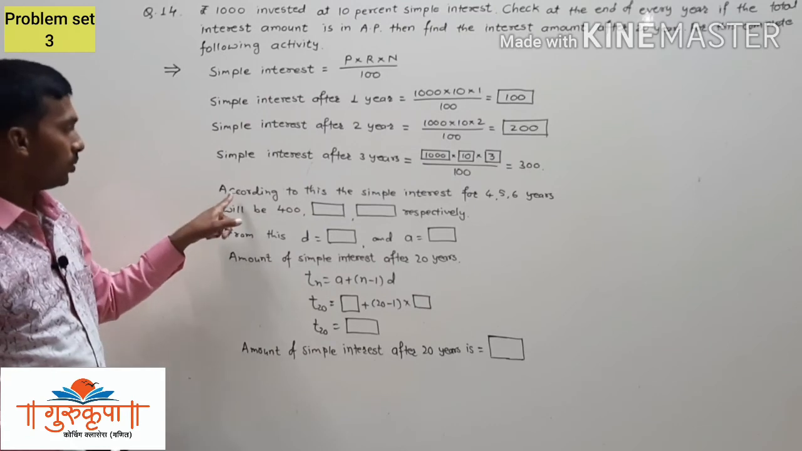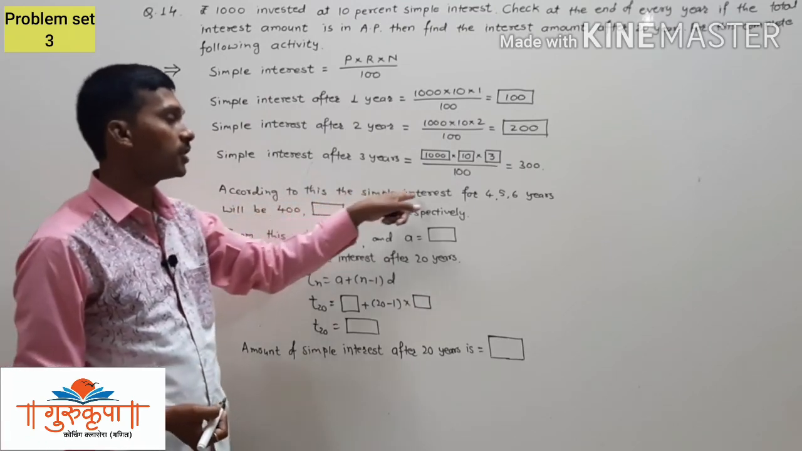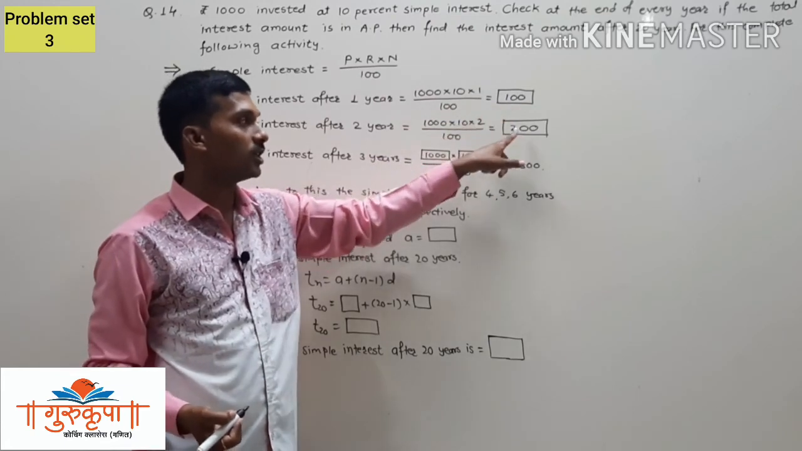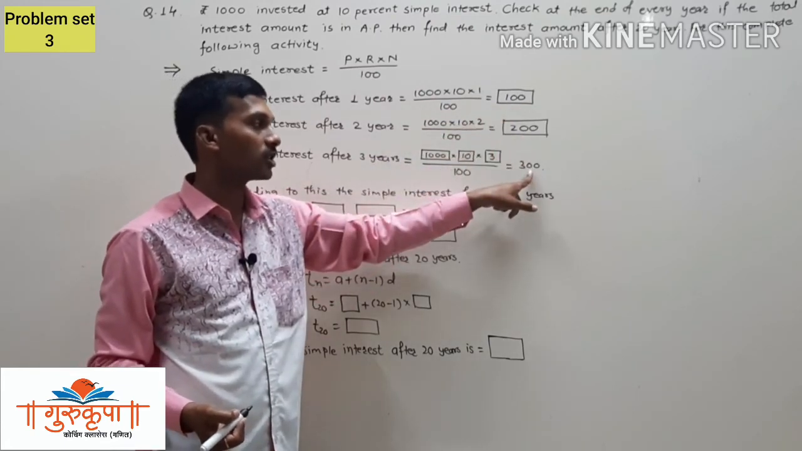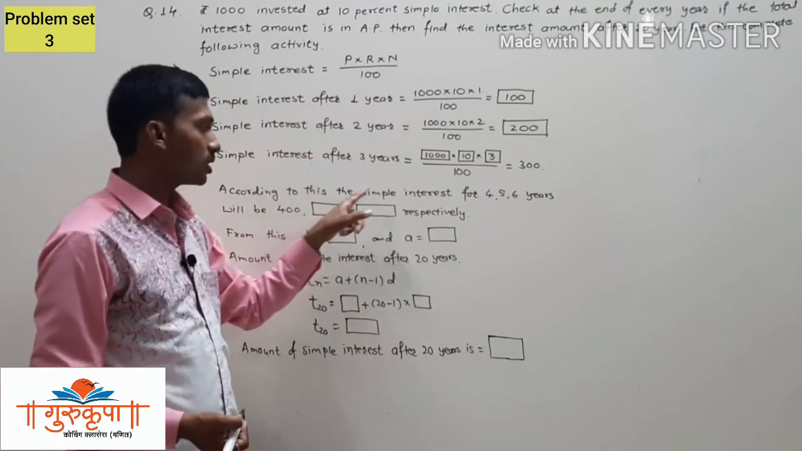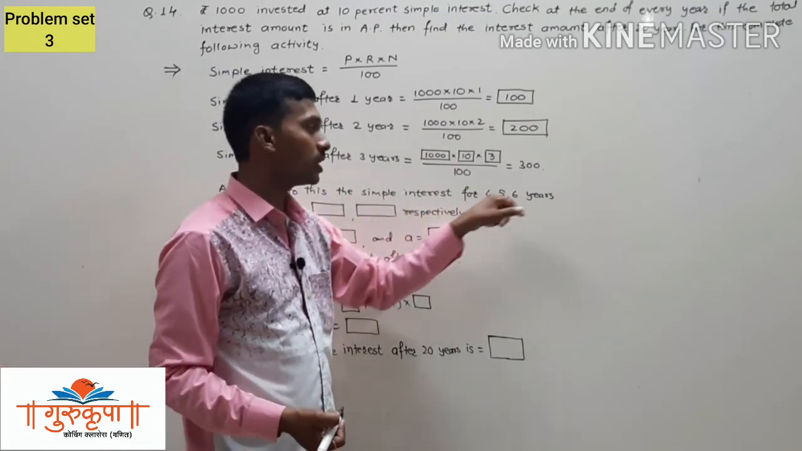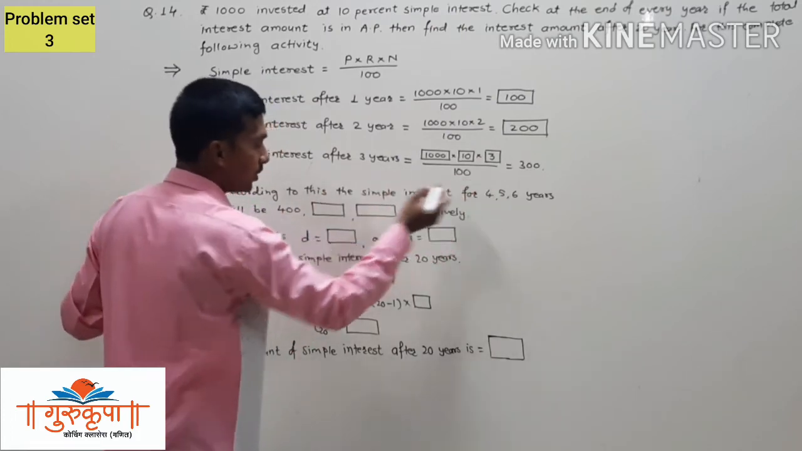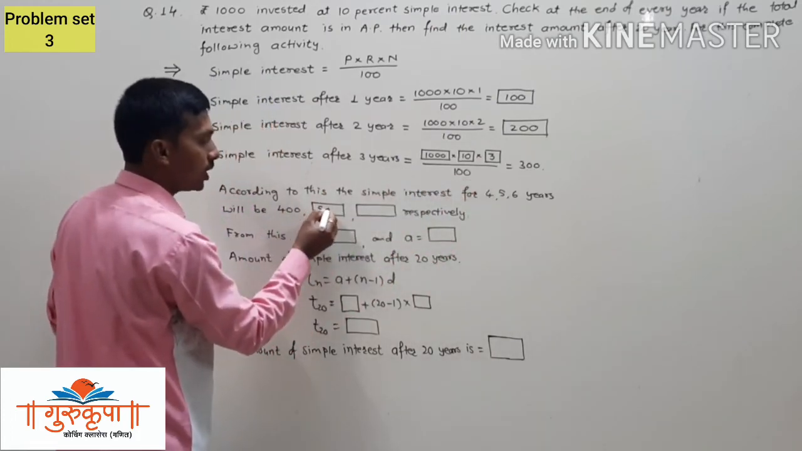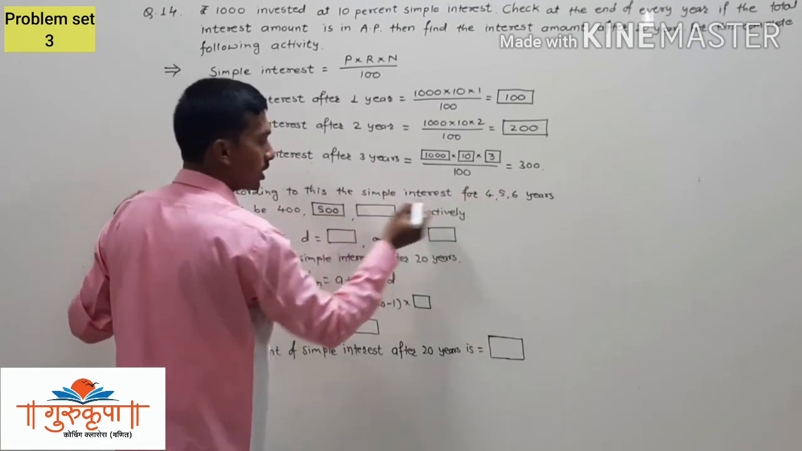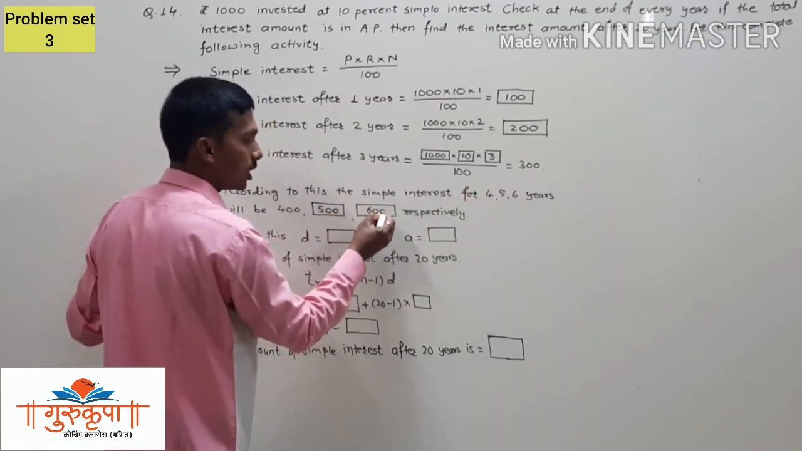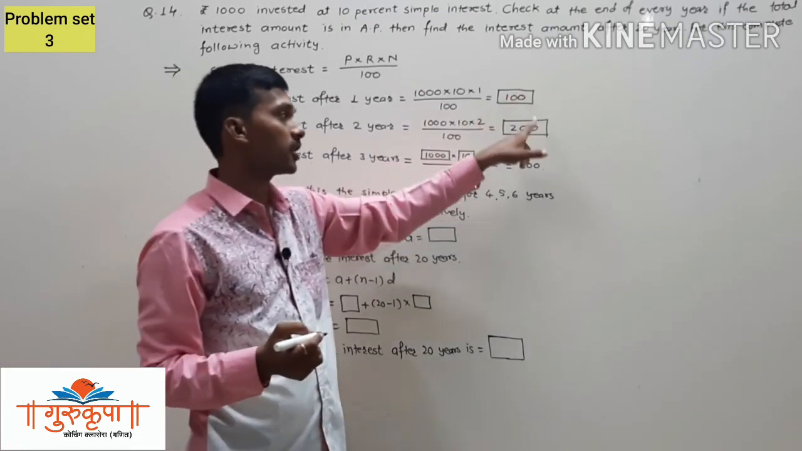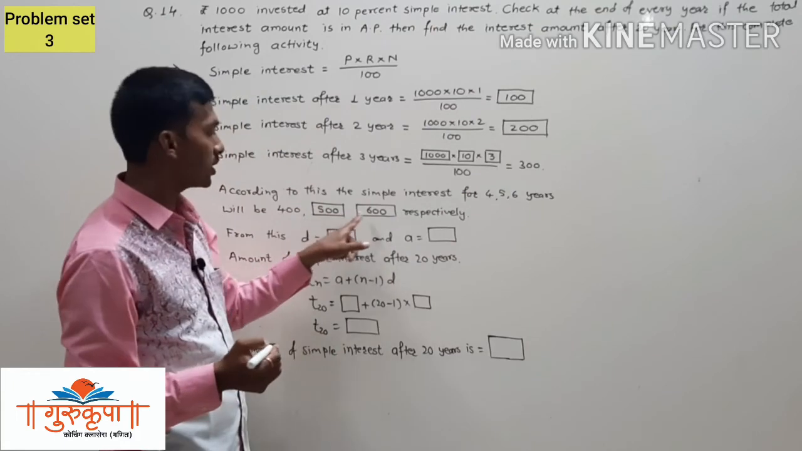300. Now according to this, the simple interest after the first year is 100, after the second year 200, after the third year 300. According to this, the simple interest after 4 years is 400, after 5 years it is 500, and after 6 years it is 600 respectively. And all these numbers are in AP: 100, 200, 300, 400, 500, 600.